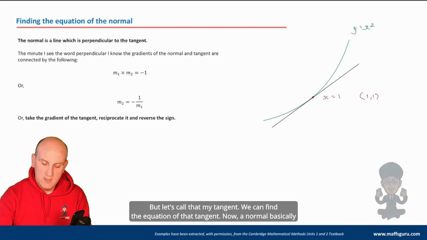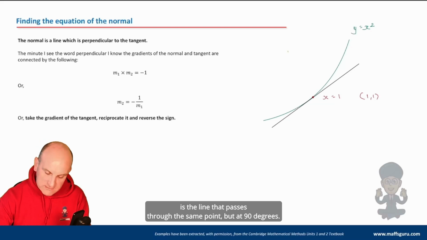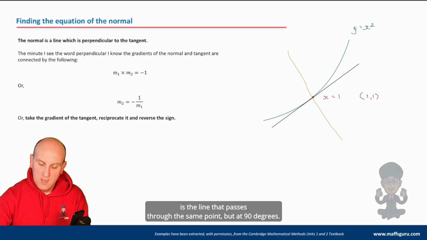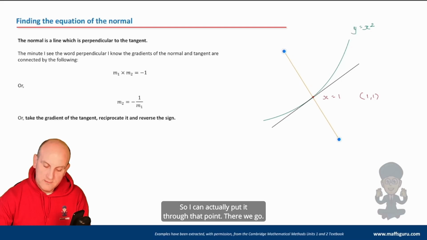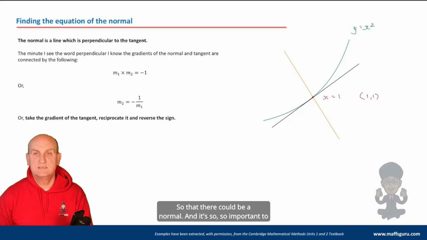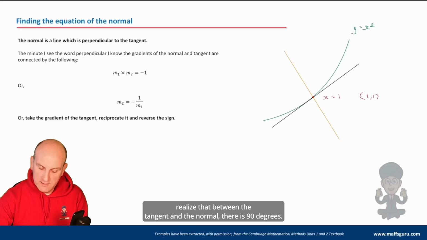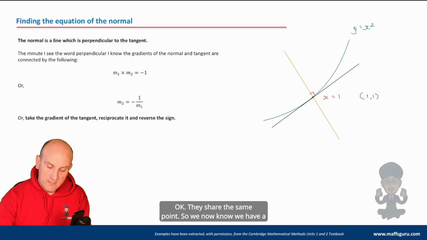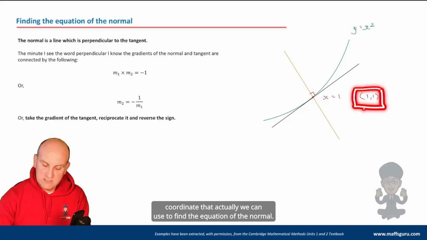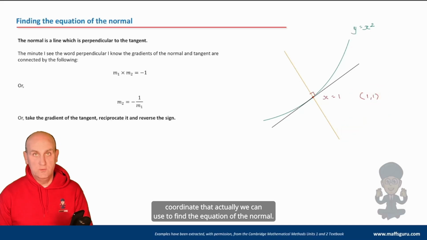Now, a normal basically is the line that passes through the same point, but at 90 degrees. So with any luck, I can move it over so I can actually put it through that point. There we go. So that there could be a normal. And it's so important to realize that between the tangent and the normal, there is 90 degrees. They share the same point. So we now know we have a coordinate that we can use to find the equation of the normal.